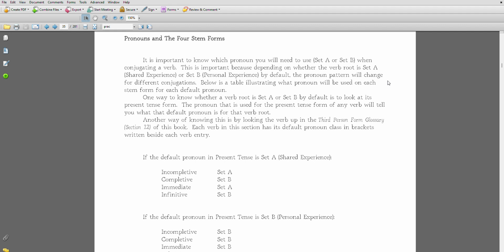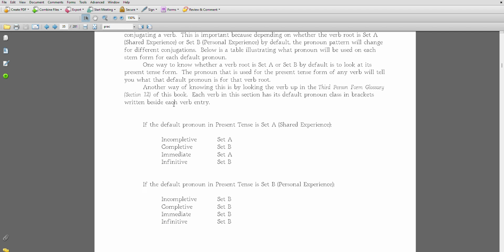One way to know whether a verb root is set A or set B by default is to look at its present tense form. The pronoun that is used for the present tense form of any verb will tell you what the default pronoun is for that verb root. Another way of knowing this is by looking the verb up in the third person form glossary, section 12 of this book. Each verb in this section has its default pronoun class in brackets written beside each verb entry.